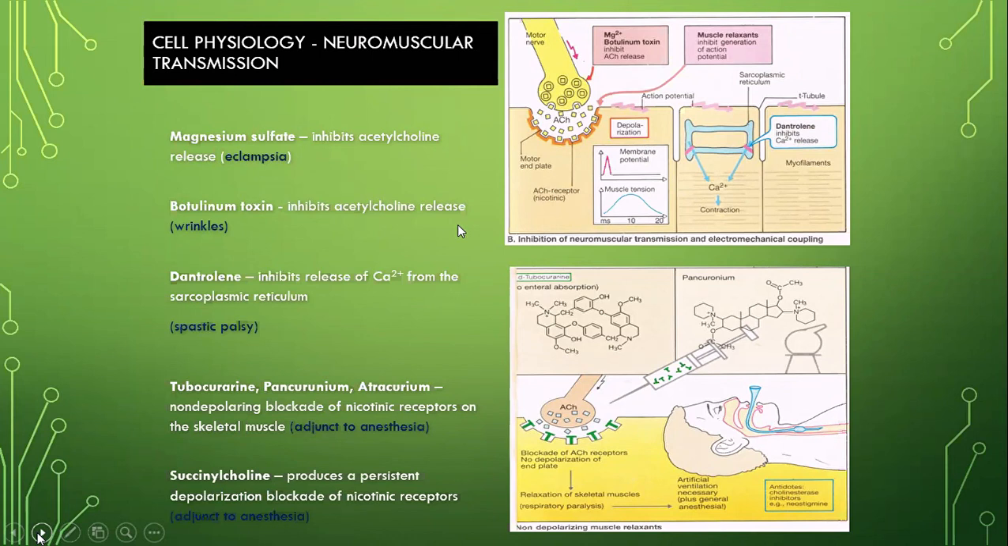Botulinum toxin inhibits acetylcholine release. This is used for wrinkles. And usually in the beauty salons, they inject botulinum toxin on your wrinkles. And so you will look like wearing a mask. Dantrolene inhibits release of calcium from the sarcoplasmic reticulum. So there is spastic palsy. Tubocurarine and pancuronium are non-depolarizing blockade of nicotinic receptors on the skeletal muscle, so an adjunct to anesthesia. Succinylcholine produces a persistent depolarization blockade of nicotinic receptors, also an adjunct to anesthesia.